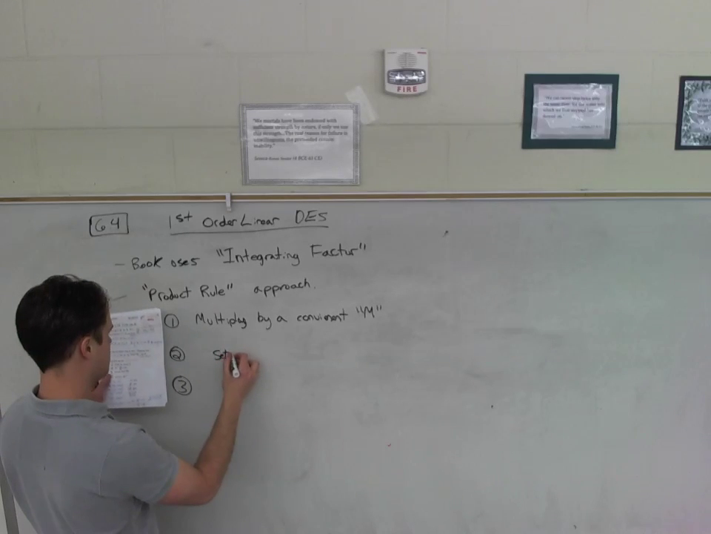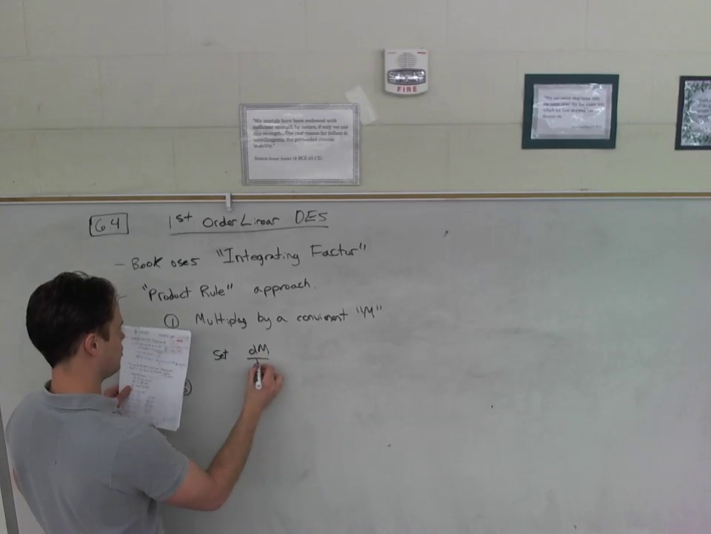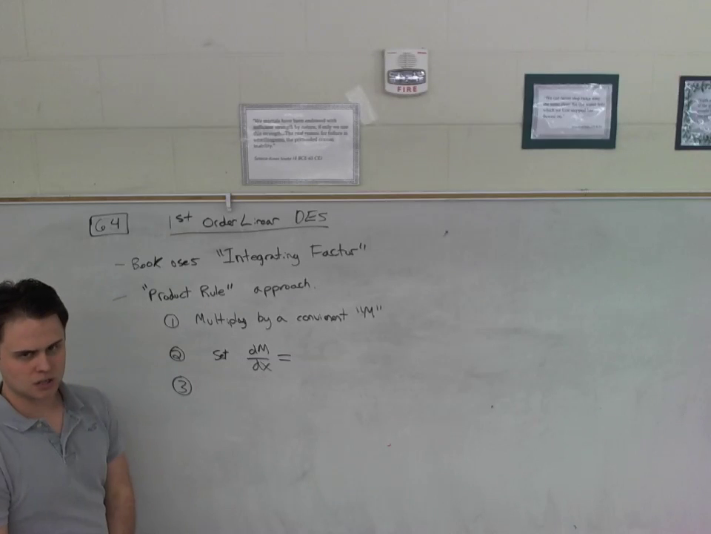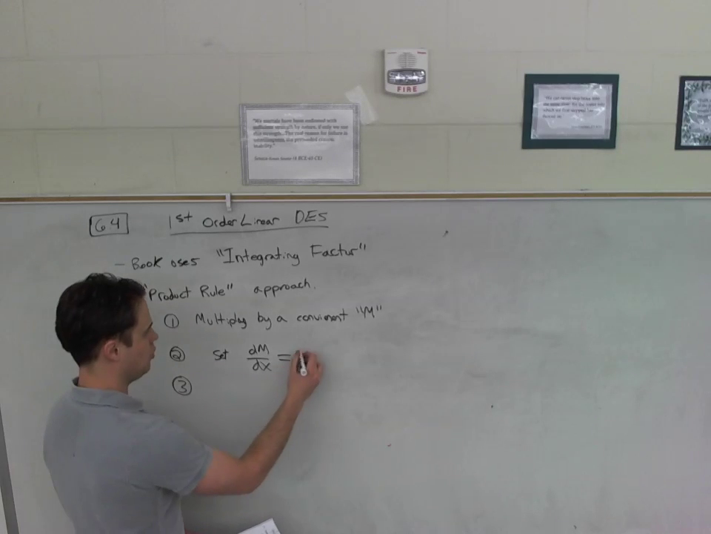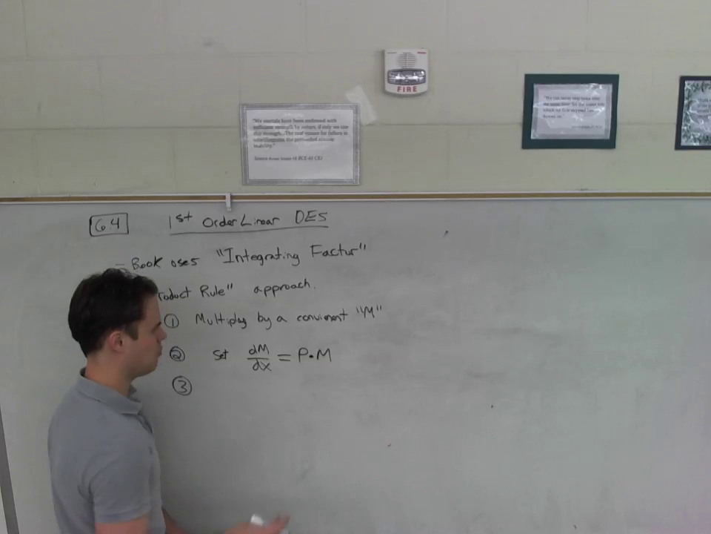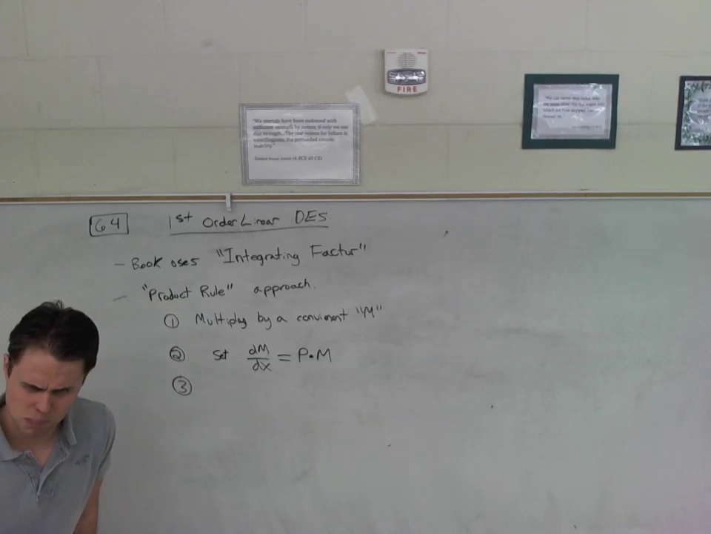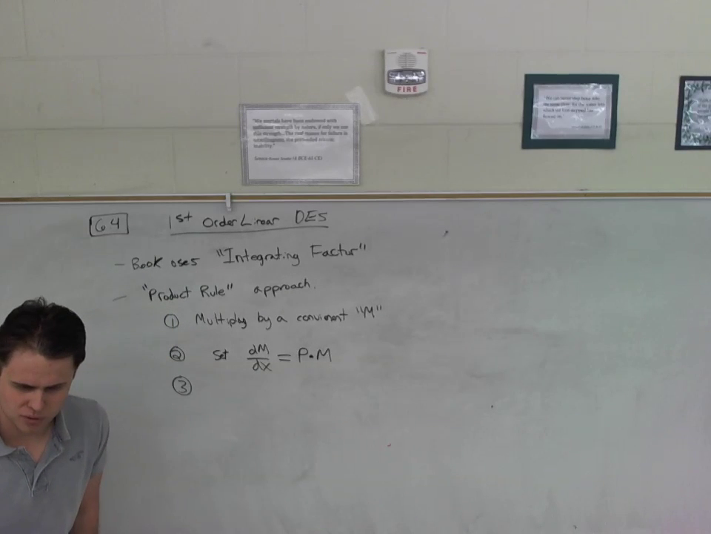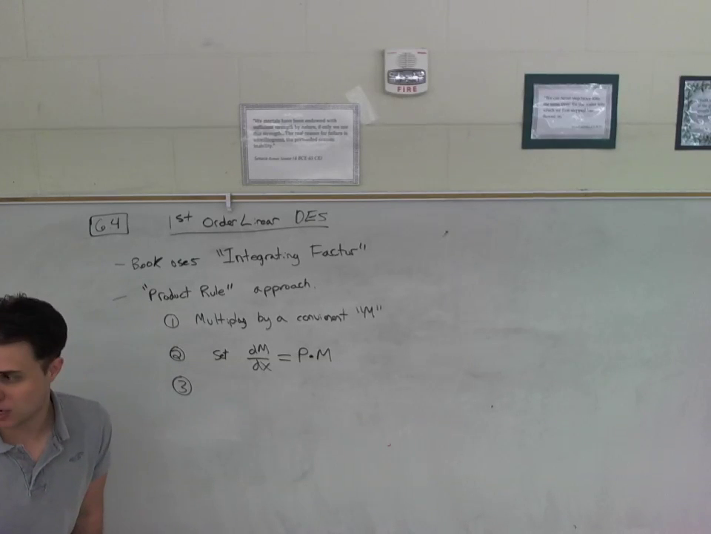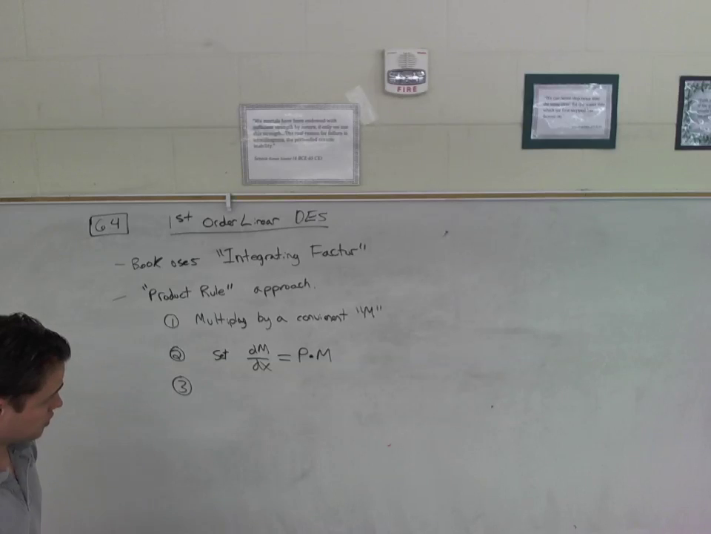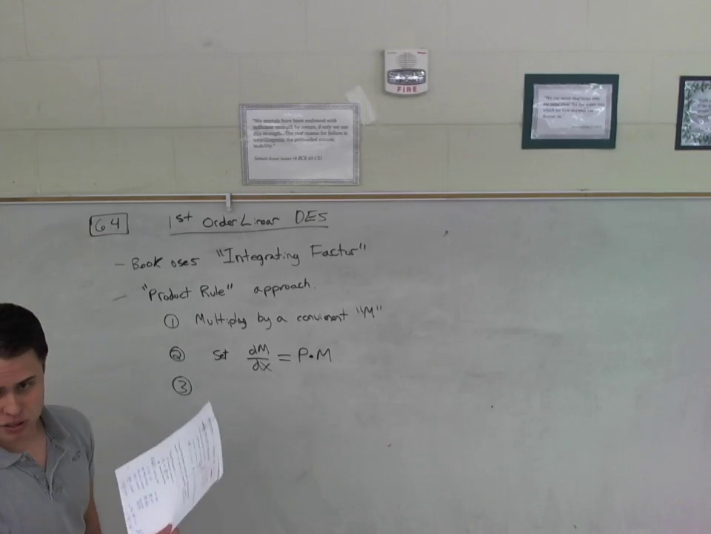Then we're going to set the derivative of m with respect to x equal to p times m. What p do you think I'm talking about? Have we seen p today? Yeah, the first equation multiplied by y, p of x, right? The thing multiplied by y. Sweet. So that's what I'm talking about. You'll see it in a second.